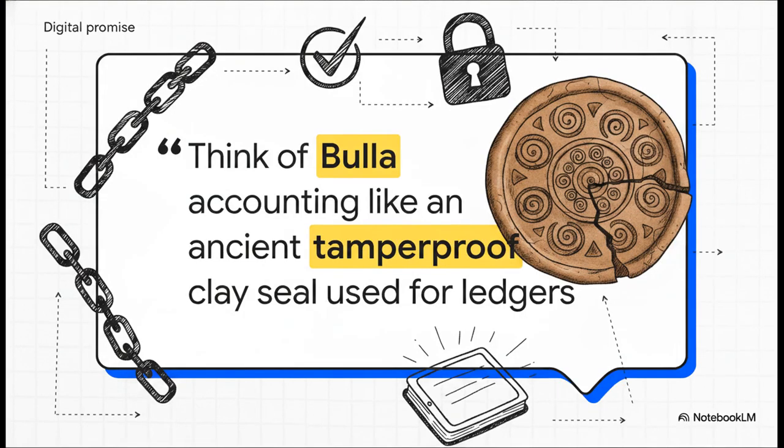This index 0 check essentially acts as an ancient, unbreakable clay seal, just completely reimagined for the digital age. It gives you absolute certainty. A digital promise is either open or closed. There is zero ambiguity. The state is either mathematically true or it isn't.